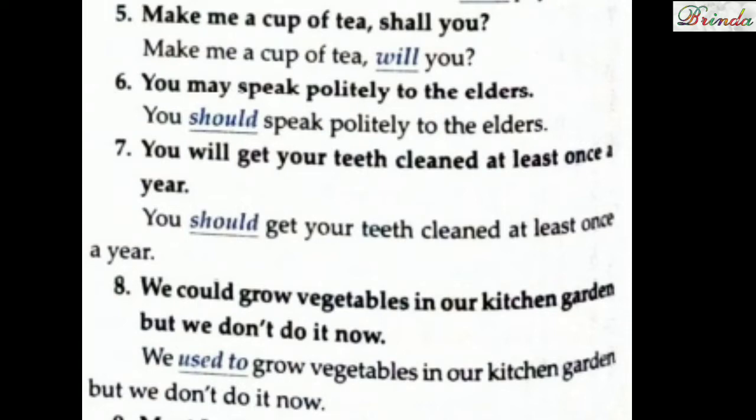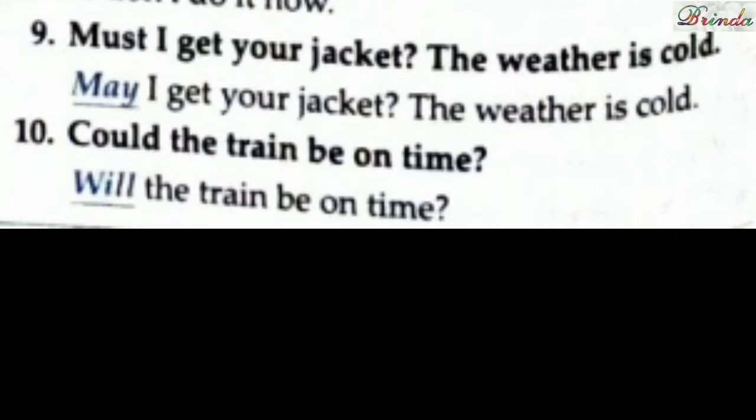Eighth one, we could grow vegetables in our kitchen garden, but we don't do it now. If it means we did it earlier, then we used to grow vegetables in our kitchen garden but we don't do it now. Ninth one, must I get your jacket? The weather is cold. We should not say must. May I get your jacket? The weather is cold. Tenth one, could the train be on time? The answer is, will the train be on time?